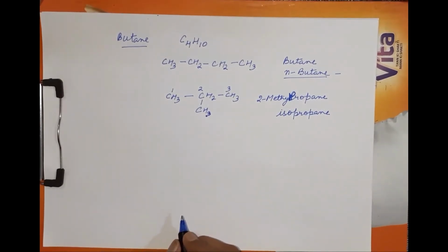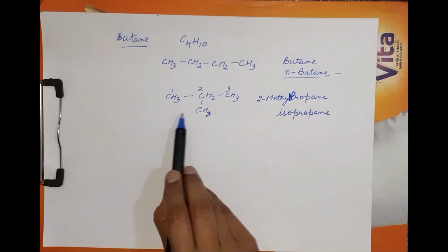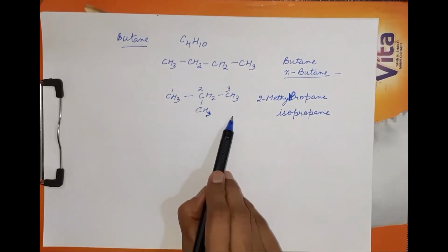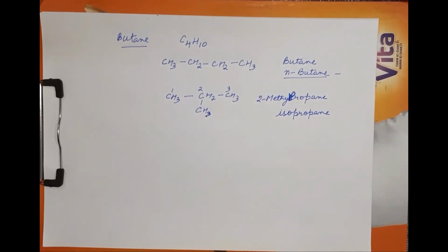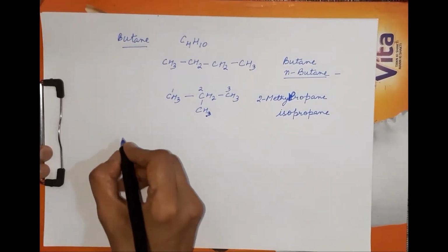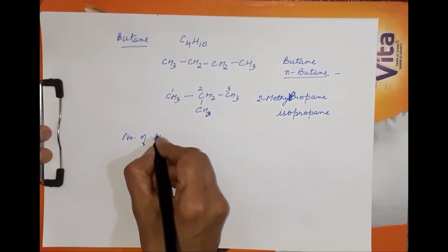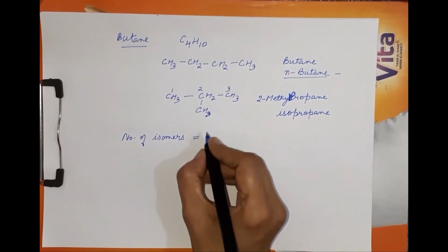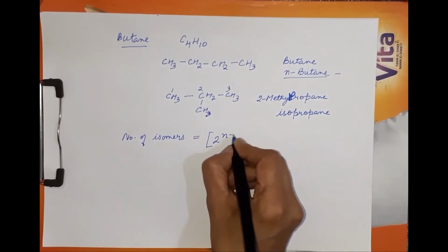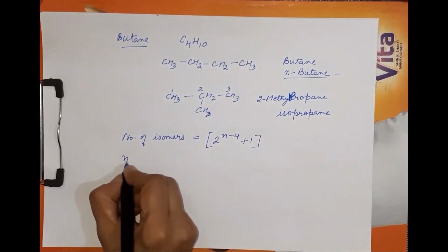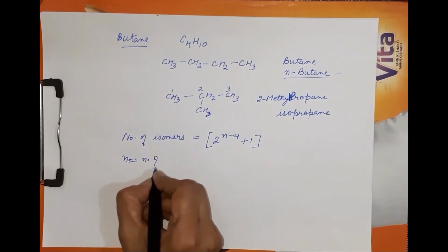And then is there any other possibility to write this butane? Because in my knowledge, it can be written only in these 2 ways. There is no other possibility. Okay. And there is a general formula also by which we can understand how many isomers are possible in the case of any given molecular formula. So here the number of isomers is given by this general formula, and this is equal to 2 to the power n minus 4 plus 1, where n is the number of carbon atoms.